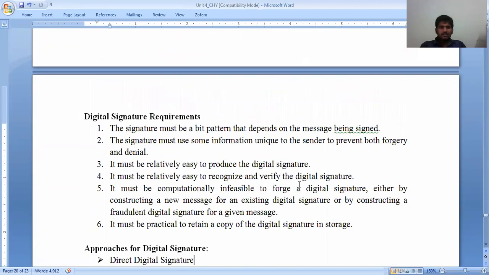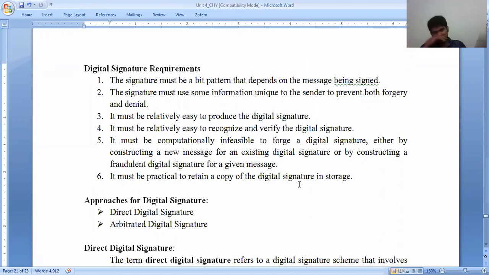So, digital signature requirements. Just as we saw the hash function requirements and the previous message authentication requirements, here we have some digital signature requirements too. The signature must be a bit pattern that depends upon the message being signed. So what is the size of the message and how are we going to send this? The signature must use some information unique to the sender to prevent both forgery and denial.